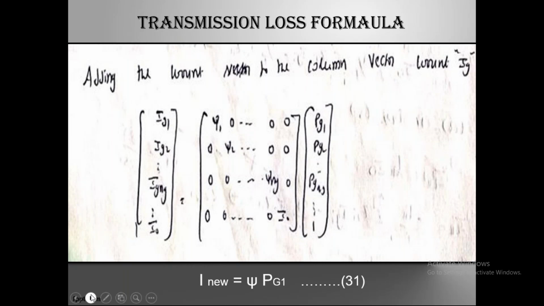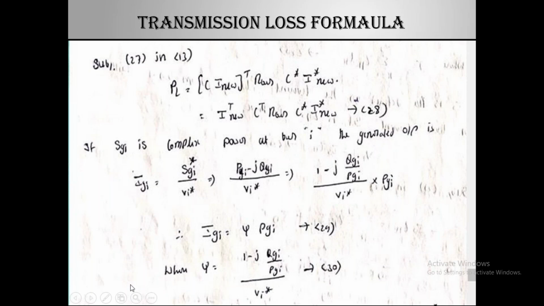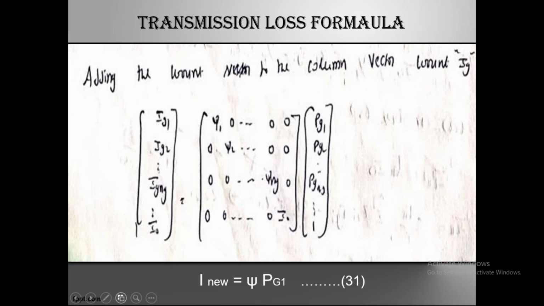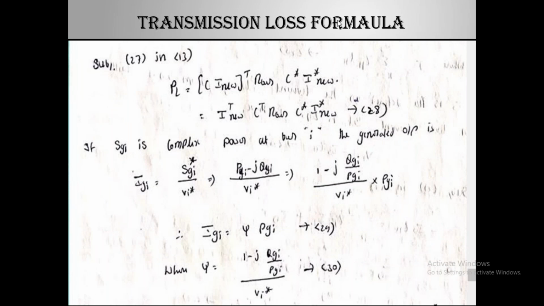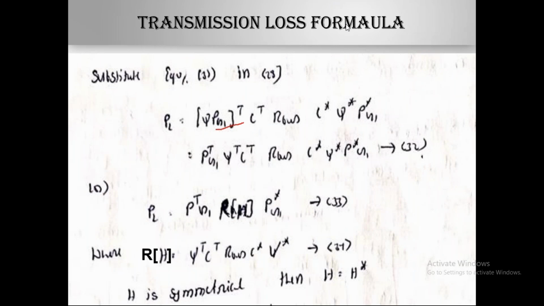Next. Now this is equation 31. Substitute it in equation 38. So instead of I_new, you can substitute here, in this place, you can substitute PJ, and you will get it like this. So substitute equation 31 in 38, instead of I_new equals psi PJ. So this is PJ. Now, while applying the transposition on both sides, that is two terms, you will get it like this.